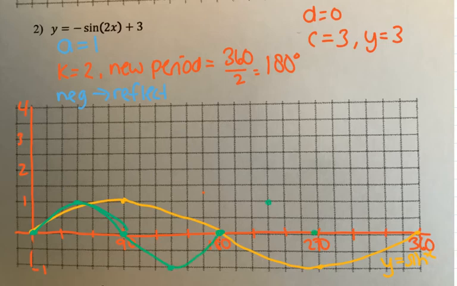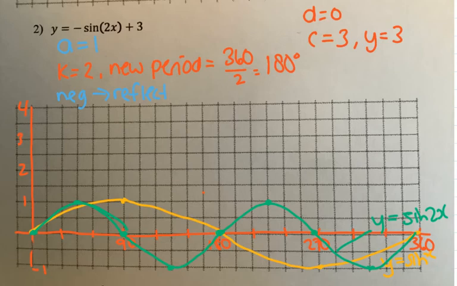And then we'll just continue this on for 2 cycles. So green is y equals sine 2x.